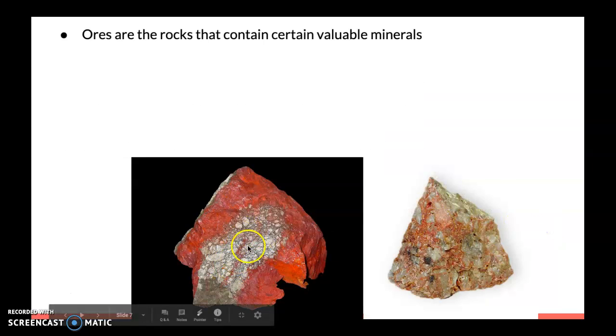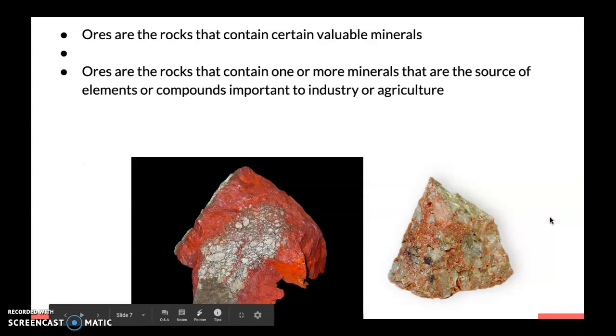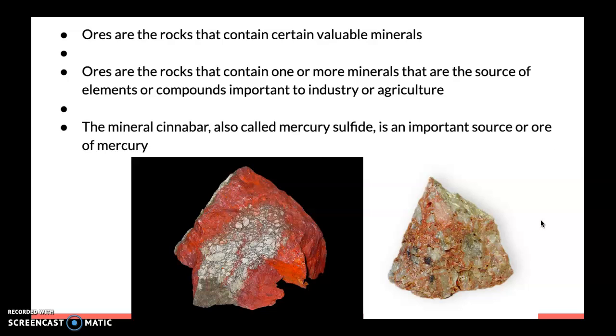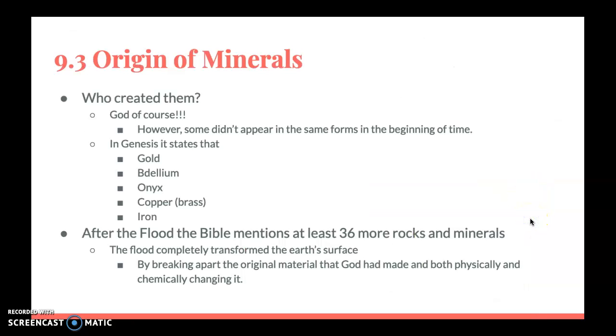Moving on, this is the mineral cinnabar that we'll talk about in just a second. Ores are the rocks that contain certain valuable minerals. Ores are also rocks that contain one or more minerals that are a source of elements or compounds important to industry or agriculture. So, like I said, this is the mineral cinnabar. It's also called mercury sulfide, and it's an important source of ore of mercury.